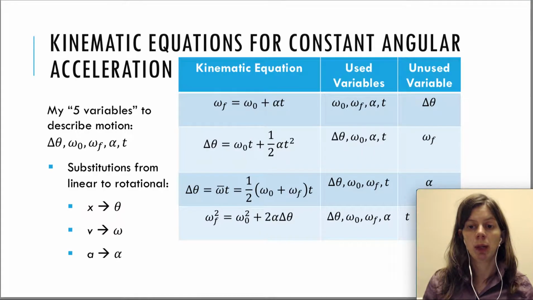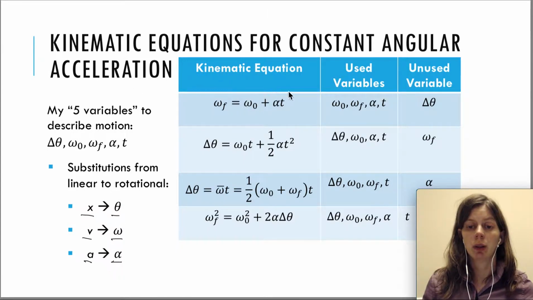So now we're ready to talk about the kinematic equations. Maybe these look Greek to you. Well, they should, because they are using Greek letters. But what I really want to emphasize here is that we're just doing the same exact thing that we've been doing. But instead of seeing x in our kinematic equations, we're going to see theta. Instead of seeing v, we're going to see omega. And instead of seeing a, we're going to see alpha.